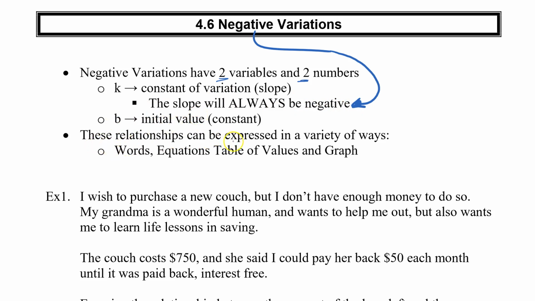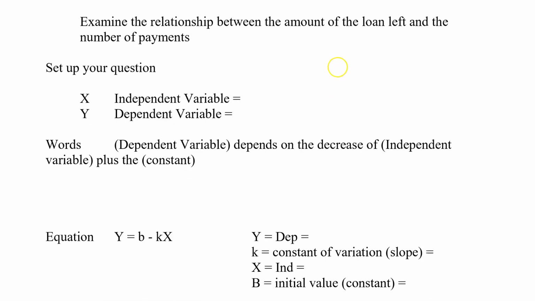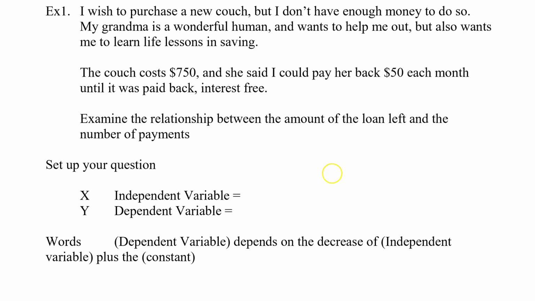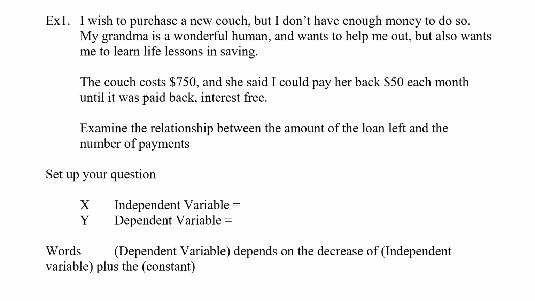These relationships can be expressed in a variety of ways. You can have words, equations, tables of values, and graphs. So example number 1, we're going to be talking about relationships that are negative. So it means that they start out and then get lower and lower and lower. One really common example will be the balance left on a loan.